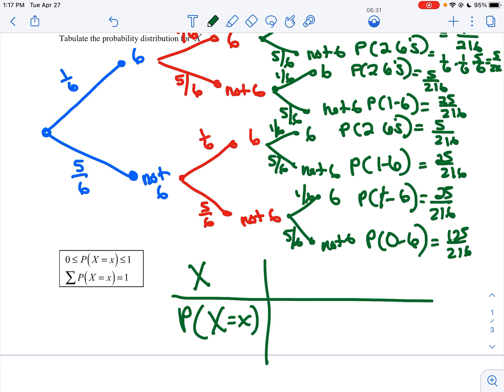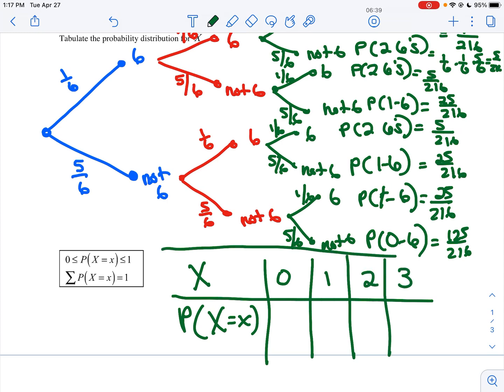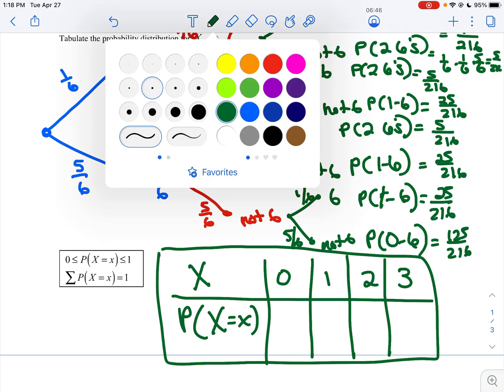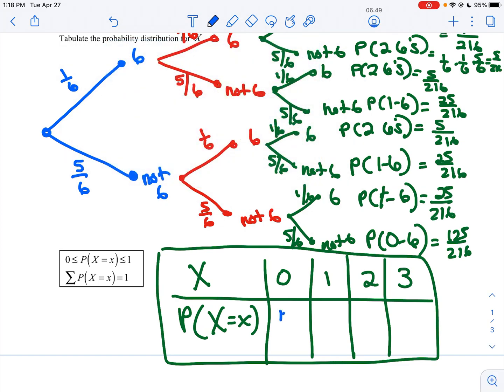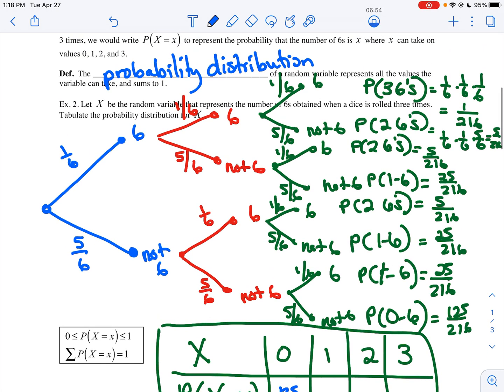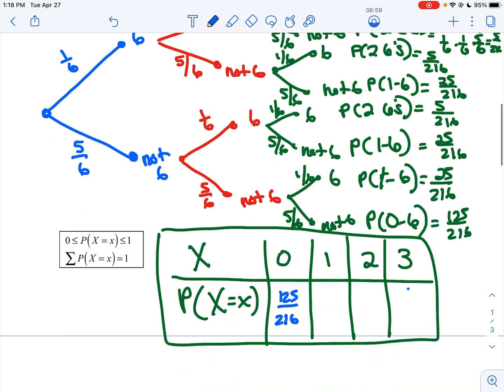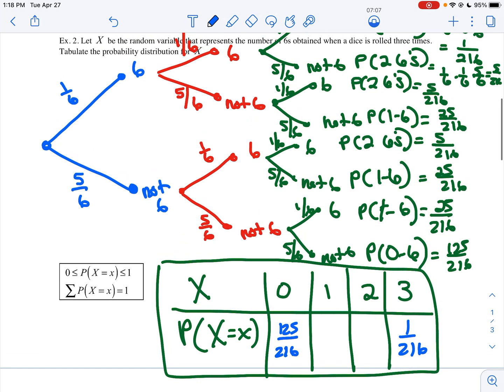So the possibilities are getting no 6s, getting 1 6, getting 2 6s, or getting 3 6s. So we're going to look at our tree diagram outcomes to add this up. Getting no 6s, that was 125 over 216. To get 3 6s, remember that was up at the tippy top up here, that was 1 out of 216. Now to get 1 6, we're going to have to add a few of these together.